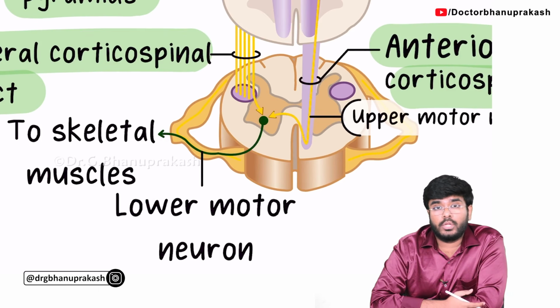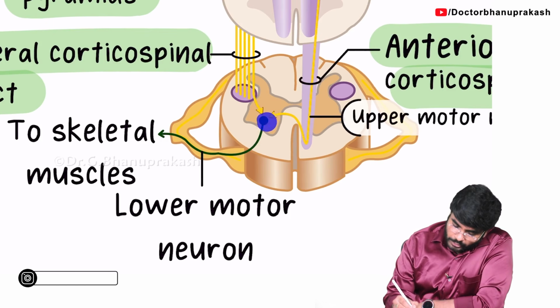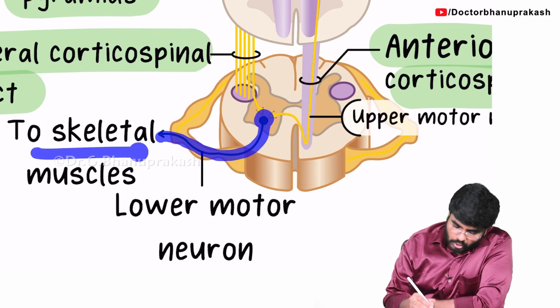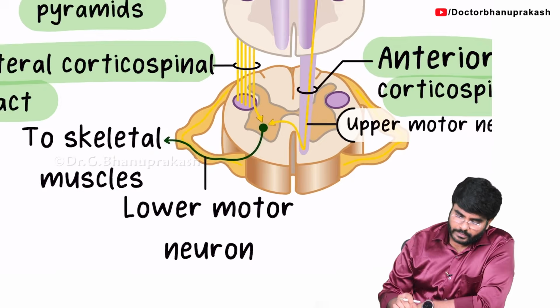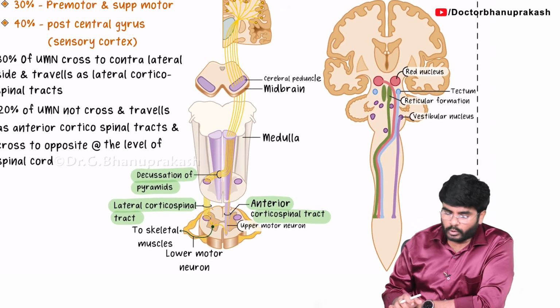They will use the motor neurons. That will cause the contraction of the skeletal muscles. So it is this motor neuron which is going to the skeletal muscles and causing the contraction of the skeletal muscles. Now you tell me, how many motor neurons are there? In this motor pathway, there are two motor neurons involved.